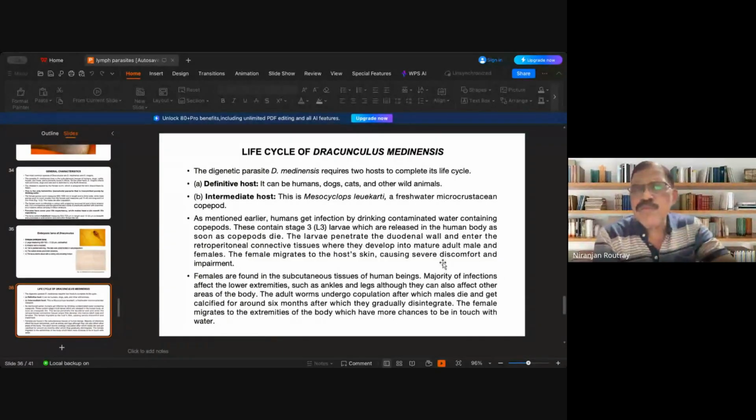So here also you can say if it is present in the lower extremities, when you move into the water medium, it causes the blister to burst immediately. And it will liberate the larvae. So, such as ankles, legs, although they can also affect other areas of the body.